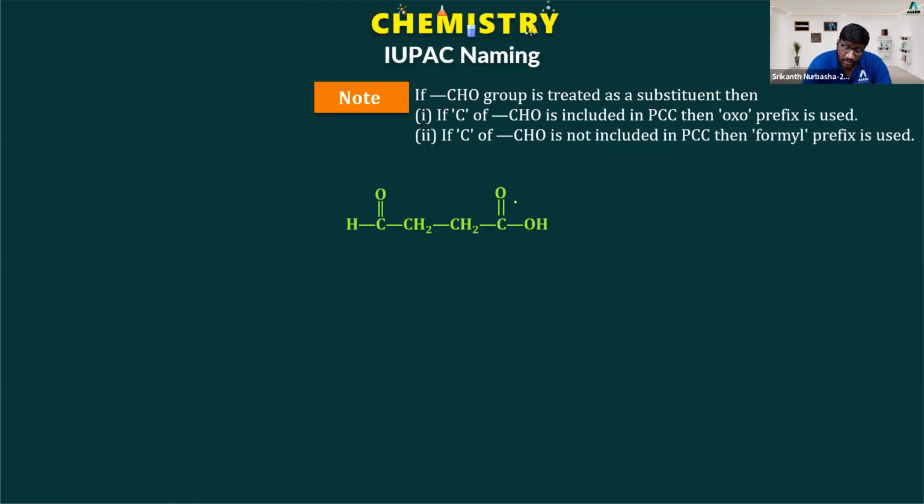Try to solve this example. C double bond OH, CH2, CH2, C double bond OH. All of you try to solve this question. C double bond OH, CH2, CH2, C double bond OH. 4-oxobutanoic acid. 4-oxobutanoic acid. 1, 2, 3, 4. This carbon of C double bond O is included in the parent carbon chain. So 4-oxobutanoic acid.